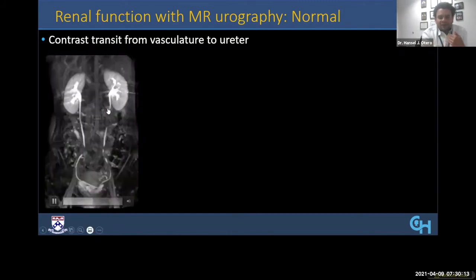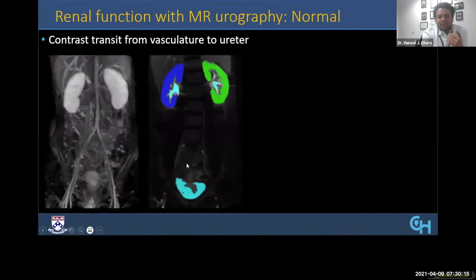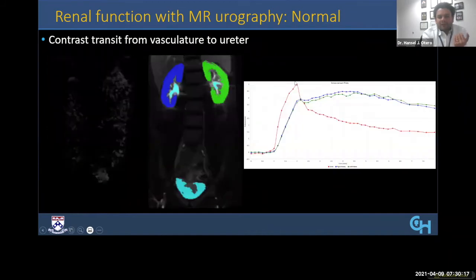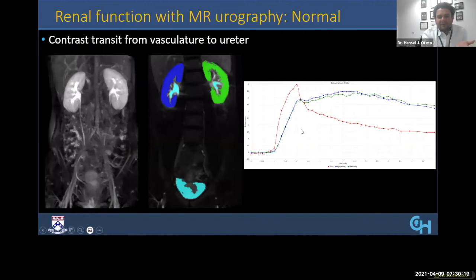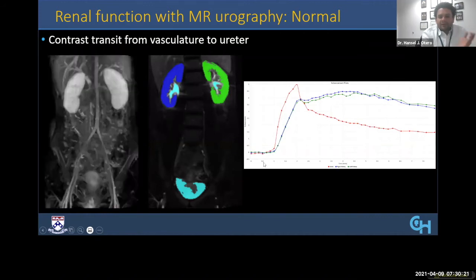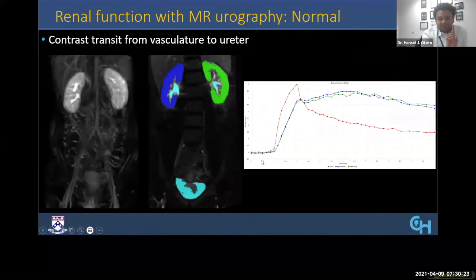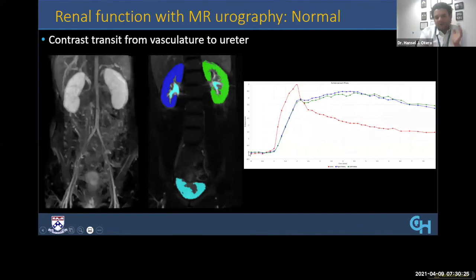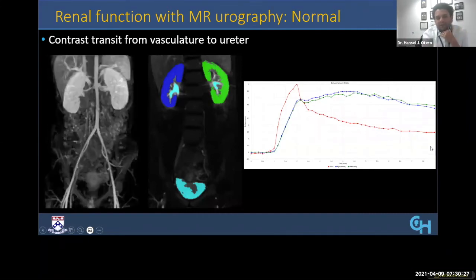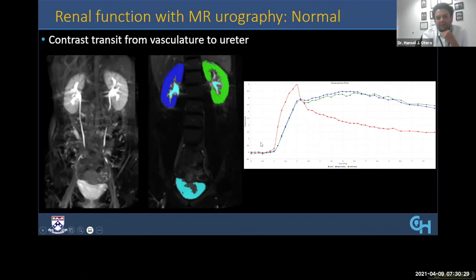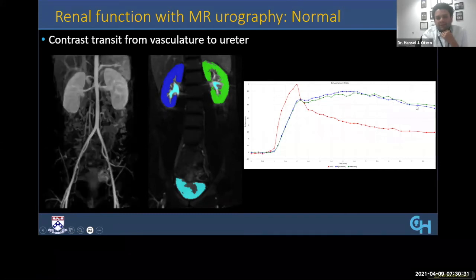And because this is dynamic imaging, we can do the segmentation and provide curves that are very similar to what we see in nuclear medicine. But for the fact that instead of waiting 40 minutes of images, we only have 8 minutes, because again, we gave the Lasix at the very beginning and all we want to see is a little bit of drainage.